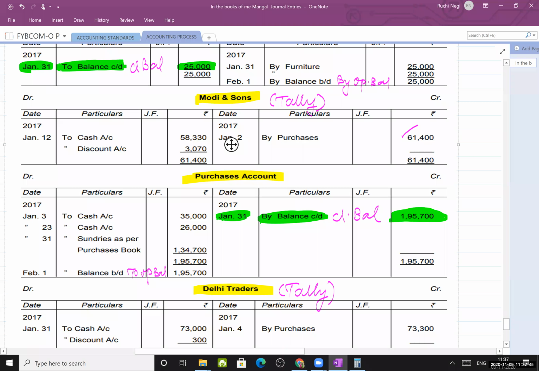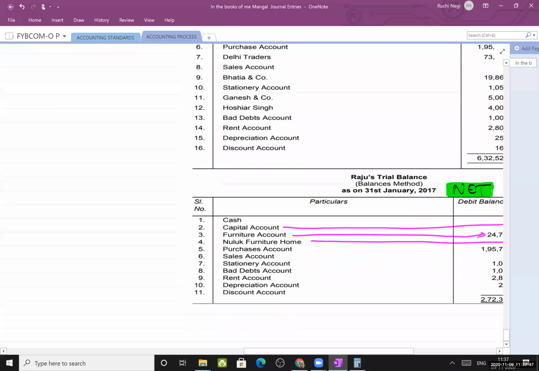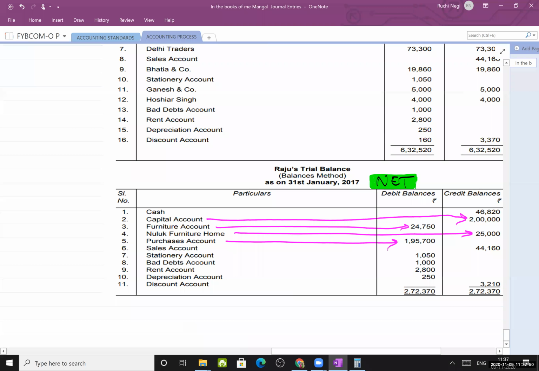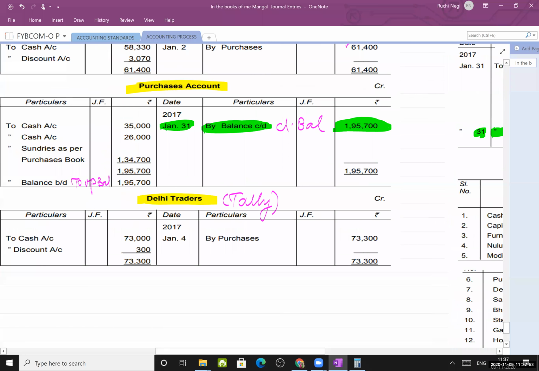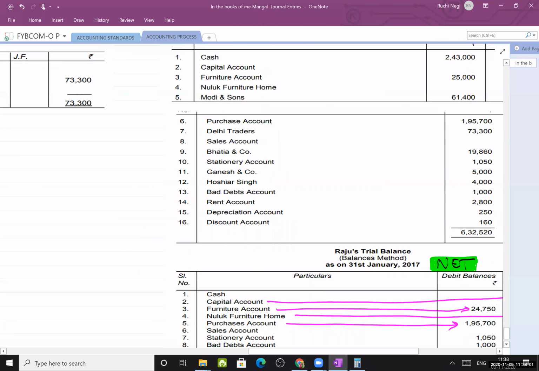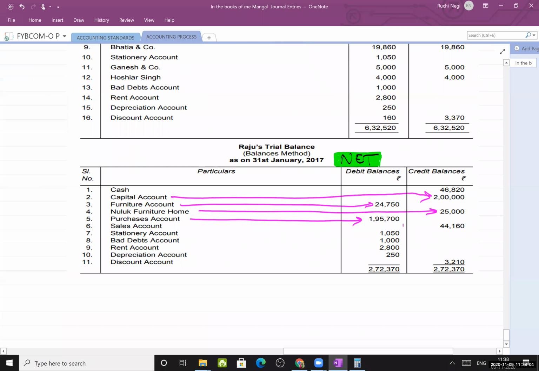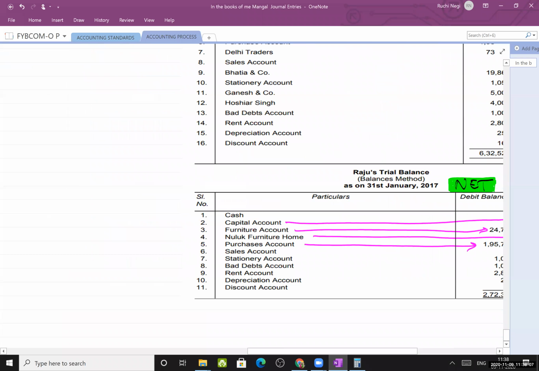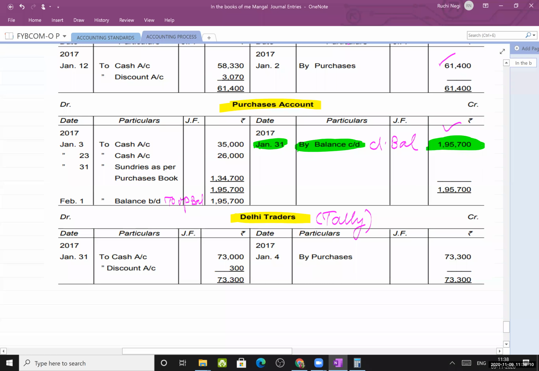Purchase account is reflected in trial balance, obviously. Purchase account 1,95,700. What is the closing balance? 1,95,700. Credit में है तो trial balance के opposite side debit में दिखेगा. Next, Delhi traders tally हो जाएगा, so it will not be reflected in trial balance. Any ledger that tallies will not be reflected in trial balance. Trial balance is a summary of closing balances.